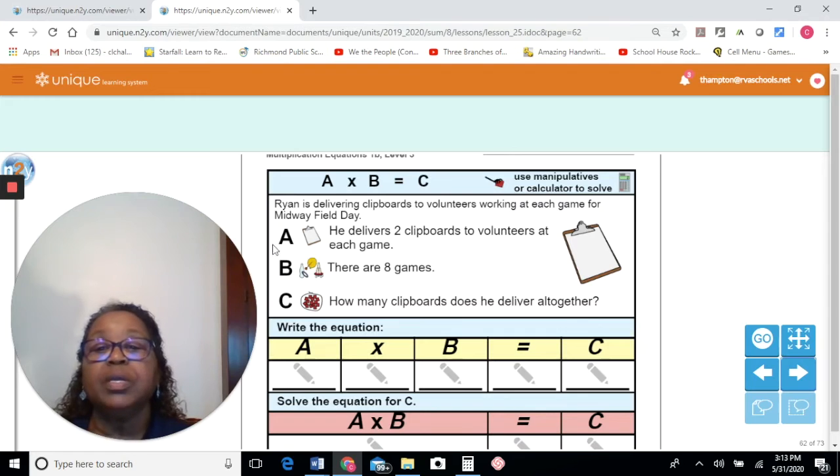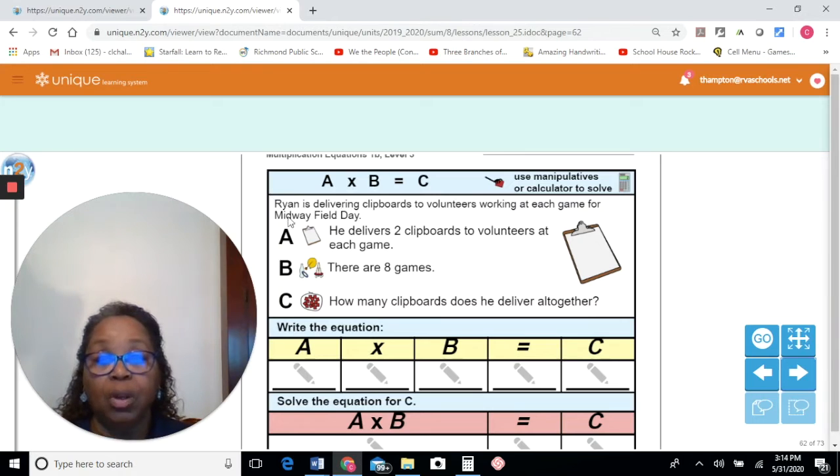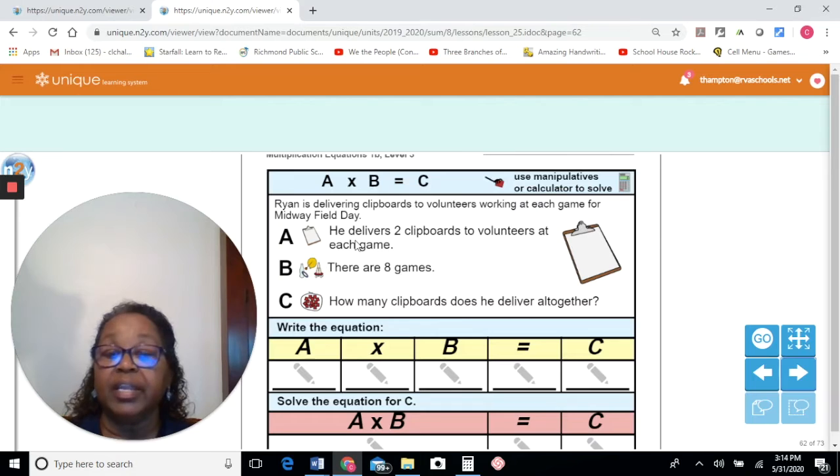Okay, so Ryan is delivering clipboards to volunteers working each game for midway field day. These are the parts. The A part is he delivers 2 clipboards to volunteers at each game. The B part of it is there are 8 games. The C part of it is how many clipboards does he deliver altogether? Again, we are solving for C. We do not know what the variable C is.